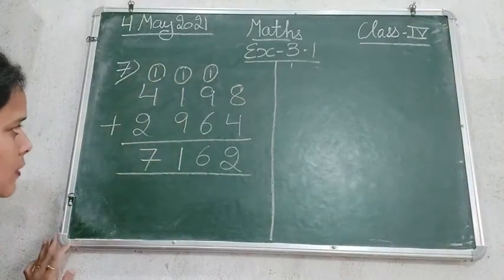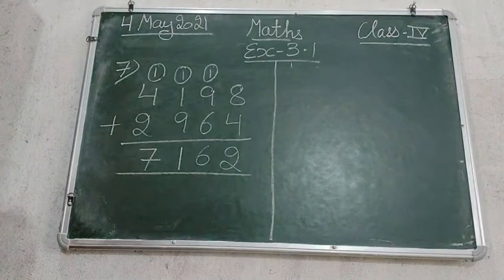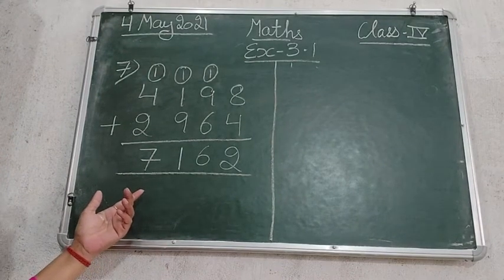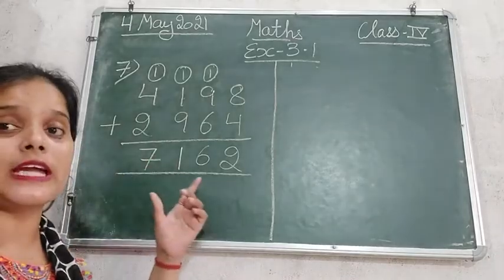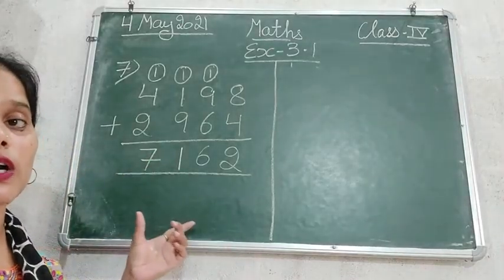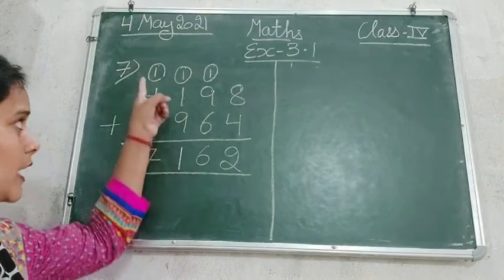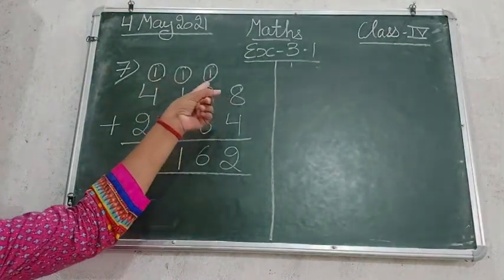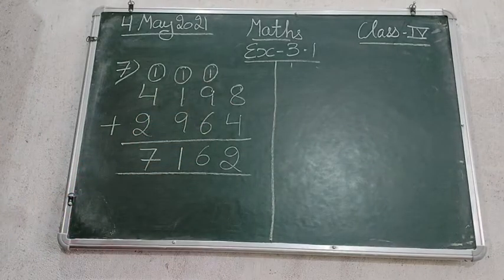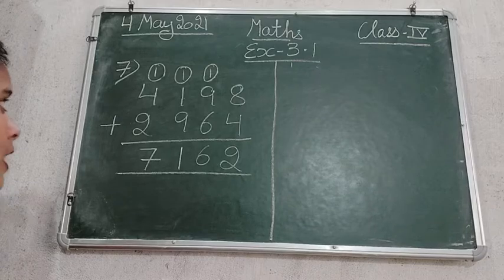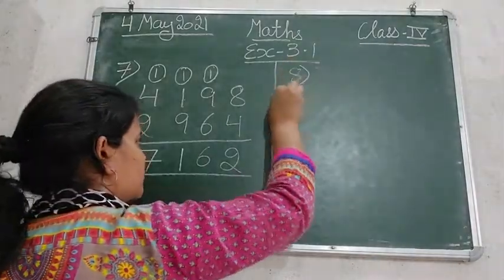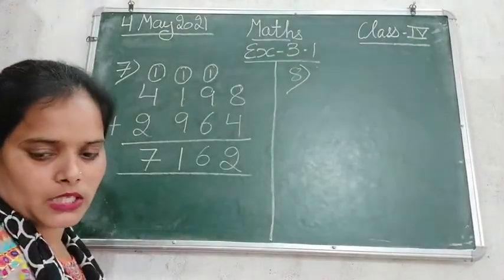So after adding 4198 with 2964 we got 7162. So beta, this is called the addition with carrying. Here we have done the addition with carrying. In this, we carried to the next number while adding. Okay. Moving next to question number 8.